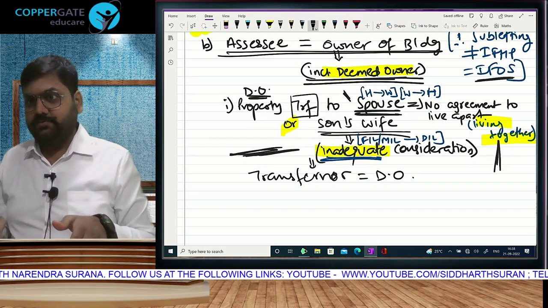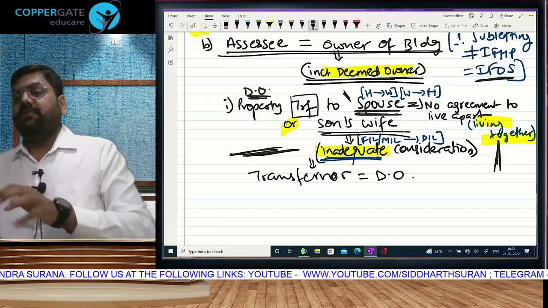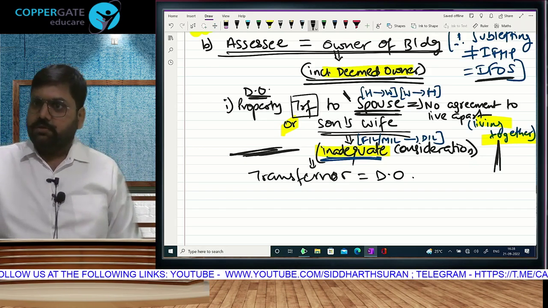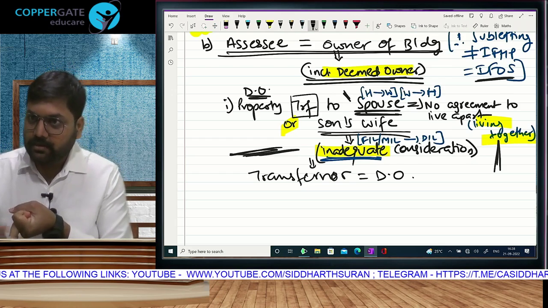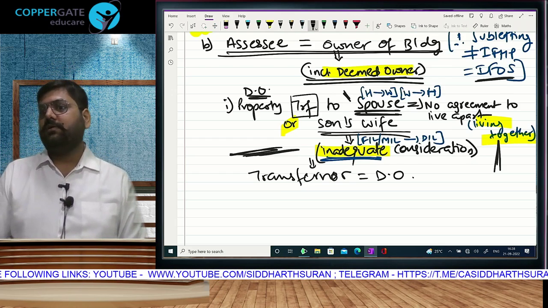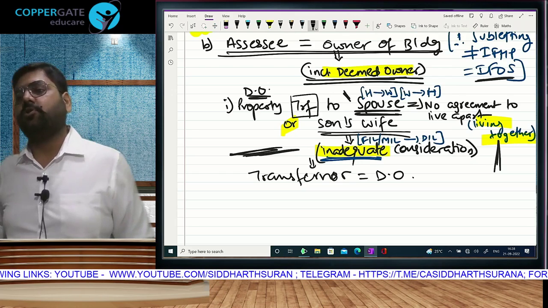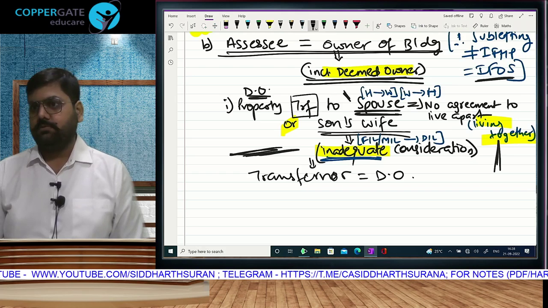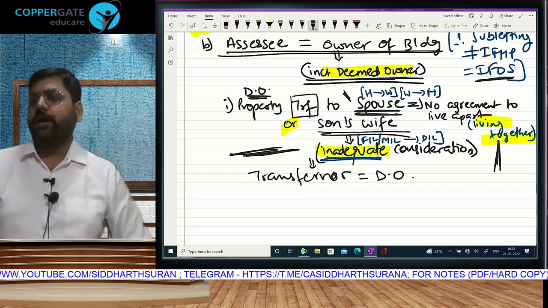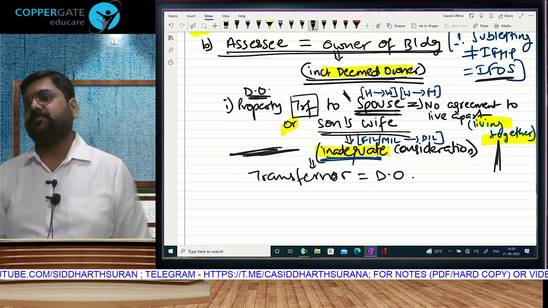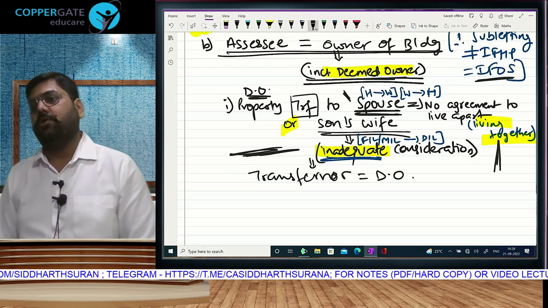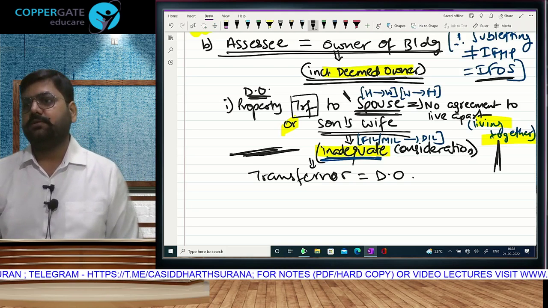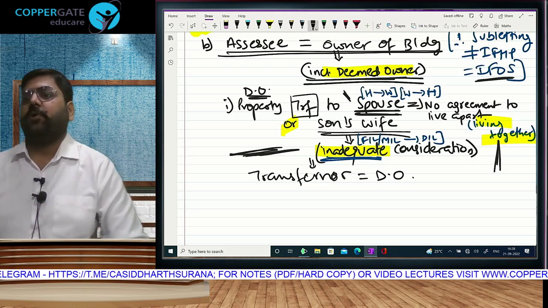One day they separate. Now you see, the wife is going with the house or without the house? With the house. Inadequate consideration is still there. But second condition is no longer fulfilled. So the concept of deemed ownership will stop. She is legal owner, she is actual owner for tax purposes also. In order for this point to apply, the relation of husband-wife, or the relation of daughter-in-law, should exist when you transfer and also when the income arises. If in between the relation stops, this point will also stop.